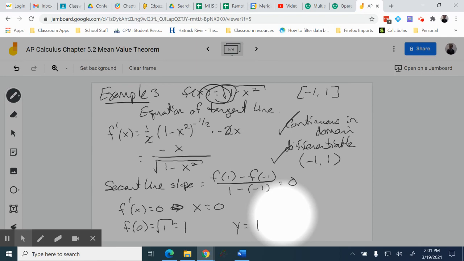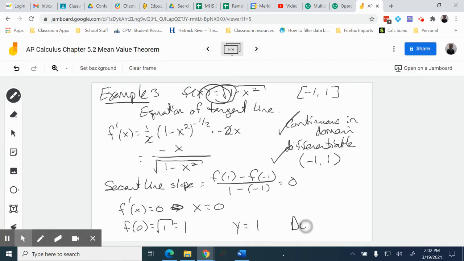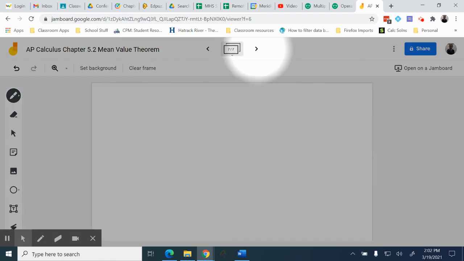I have somehow turned on a flashlight. I have no idea what this flashlight thing is or why it's doing this. This is a bit frustrating. Go ahead and do exercise 9, and we will then talk about the physical interpretation. Oh my gosh, this is so annoying. I don't know why my cursor is now making a little flashlight.